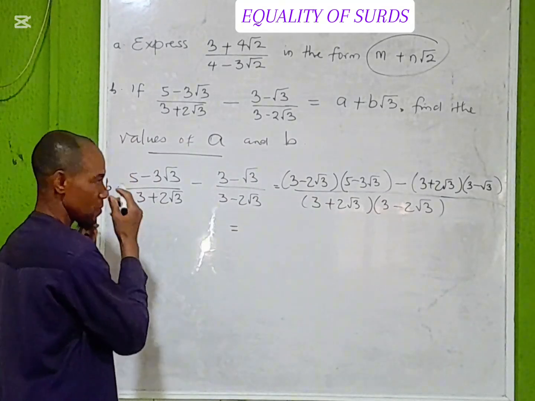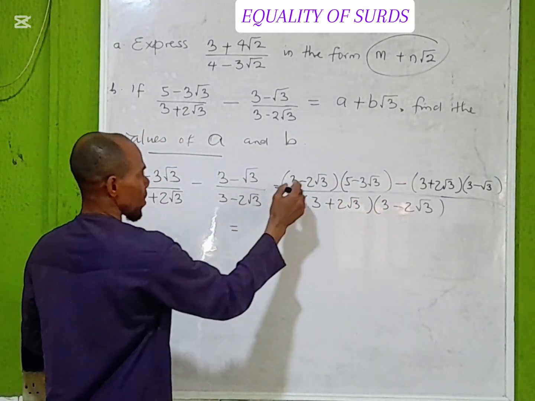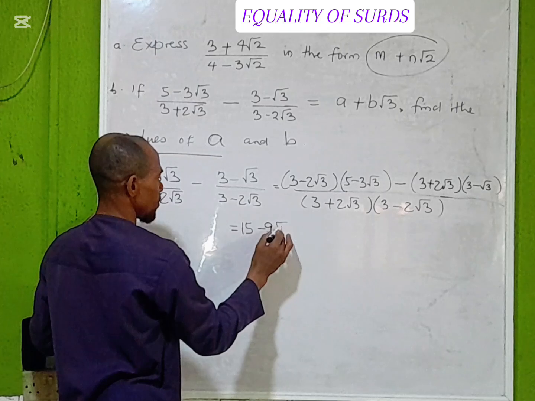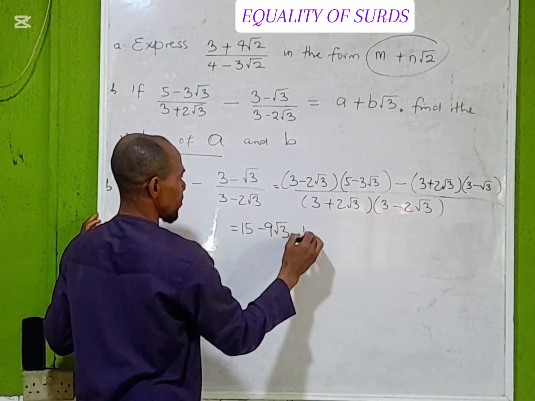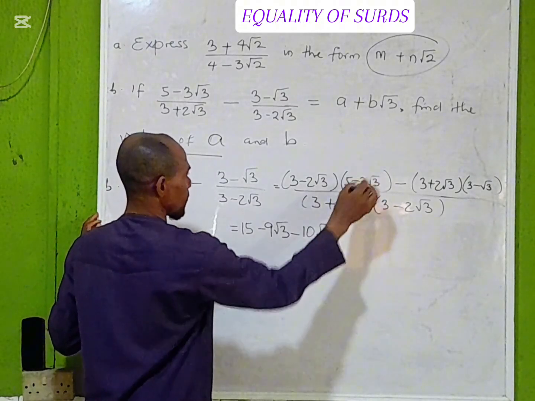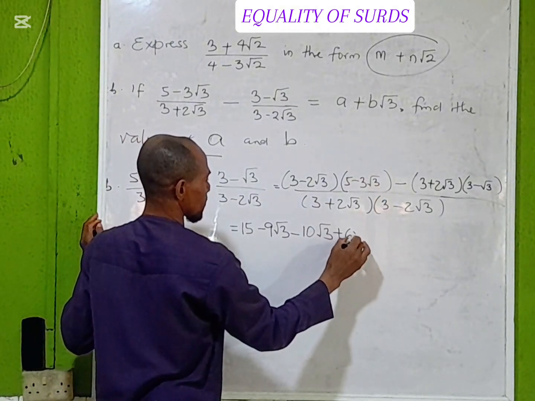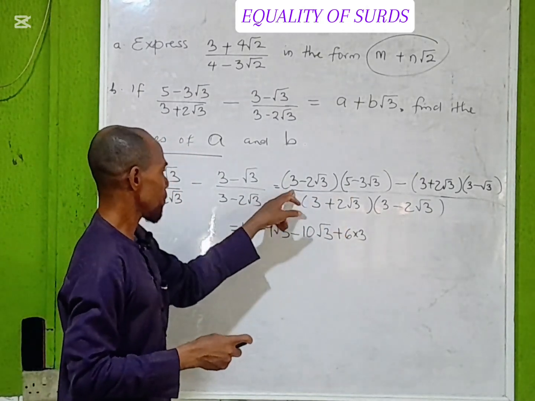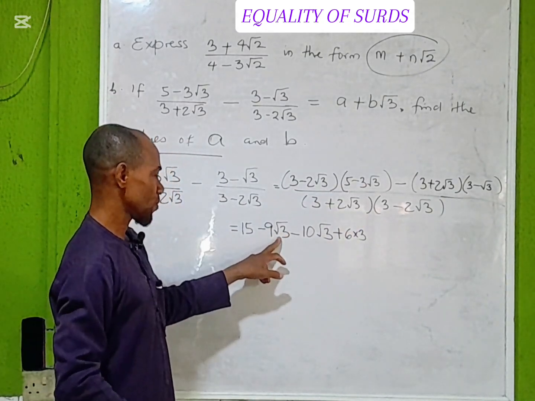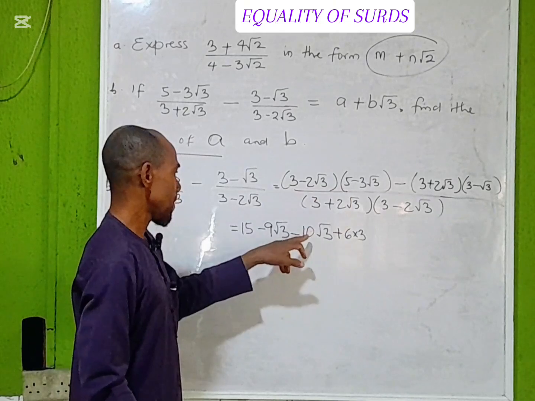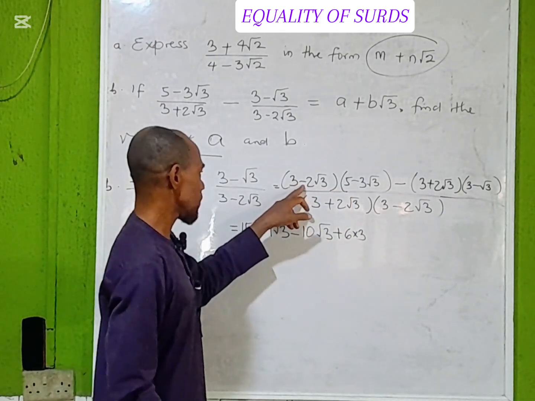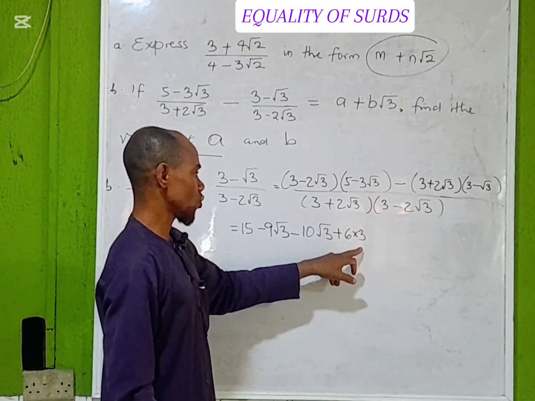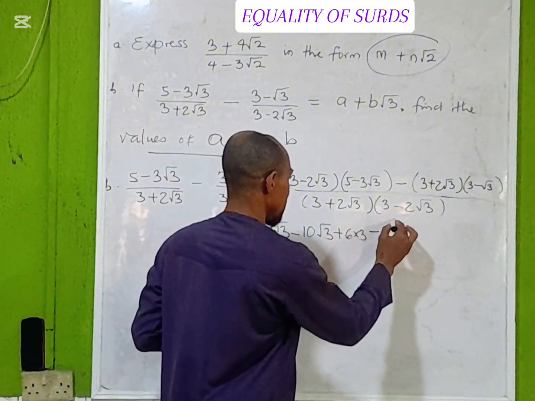So going further, I will simply expand the numerator. So we have 3 by 5, 15, then minus 9 root 3, now minus 10 root 3, then plus 6 times 3. So I have 3 times 5, 15, 3 times minus 3, minus 9 root 3. I'm done with 3. Then minus 2 times 5, minus 10 root 3. And minus times minus is plus, 2 times 3 is 6, root 3 times root 3, 3. I keep that. Minus, let me open the bracket.